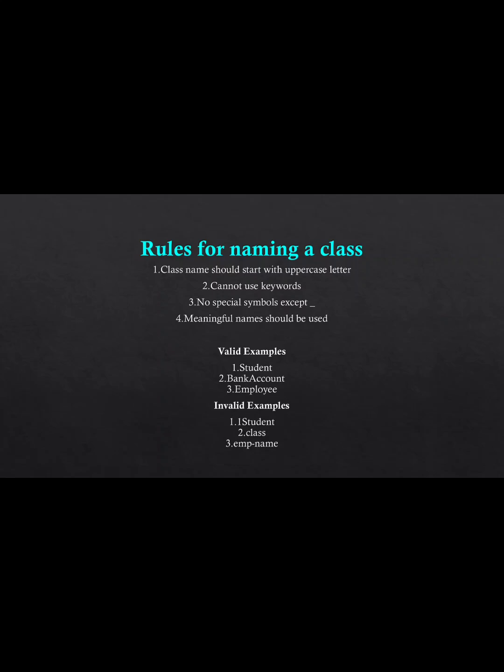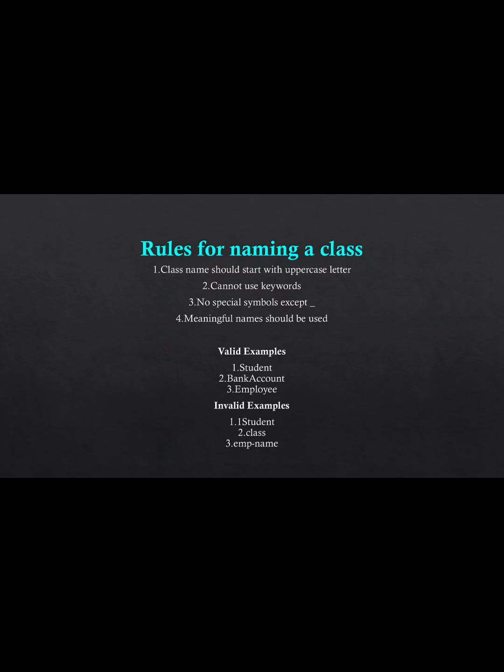Now, let me give you some valid examples. So, as you can see, Student, as it is starting with capital S, is a valid example. Bank account, B is capital, Employee, E is capital. All these names have some meaning in them. Now, coming to invalid examples: 1Student, as I mentioned, your class name should always start with an uppercase letter and not with some numbers. Second is class. Why is class not used? Because it is a keyword. Third, Employee-Name. We cannot use special characters. That's why Employee-Name is not a valid example.